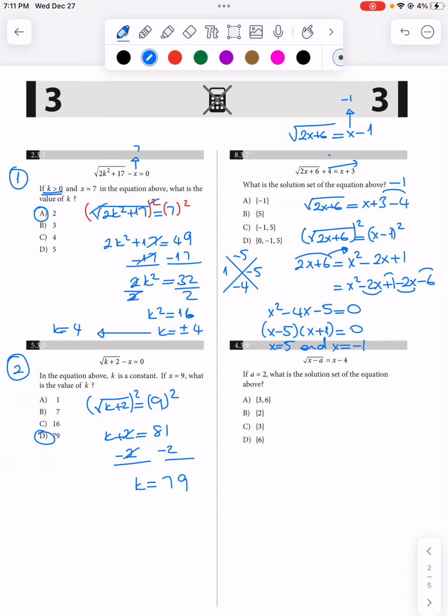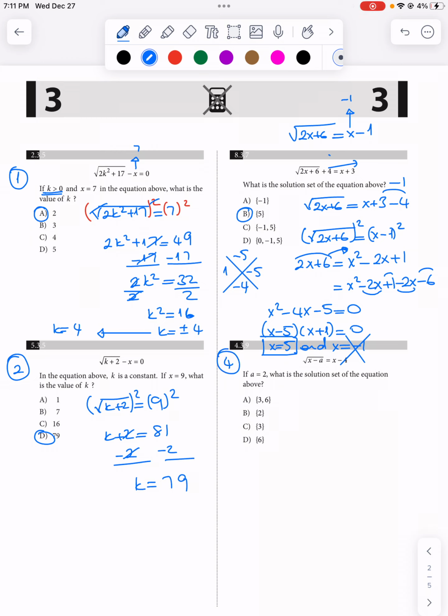If you have a square root function, that equation must be equal to a positive number or 0. If it's equal to a negative number, then there will be no real solution. So I can eliminate this value. x is going to be only 5, which is B. Okay, next question, question 4.